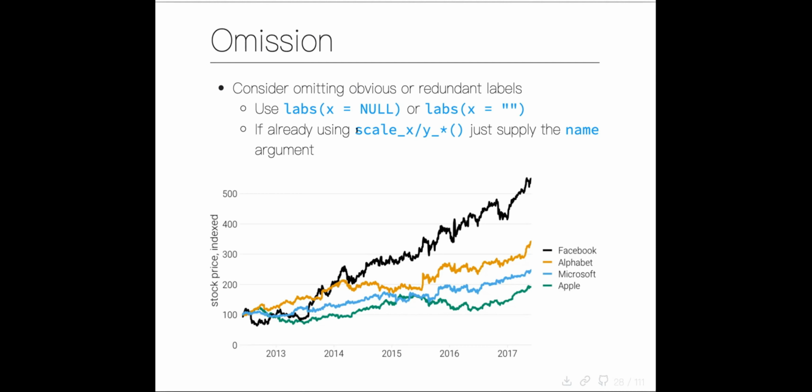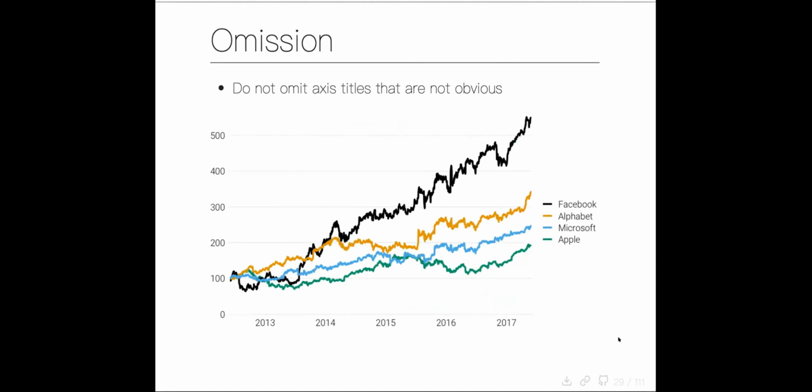And if you're using scale_x or scale_y, there's this additional name argument, so you would just say name = NULL. But don't omit the title if it's not obvious. Here's the same plot now with the y-axis title omitted, and that is very confusing now, right? Because what do these numbers mean? It makes no sense.